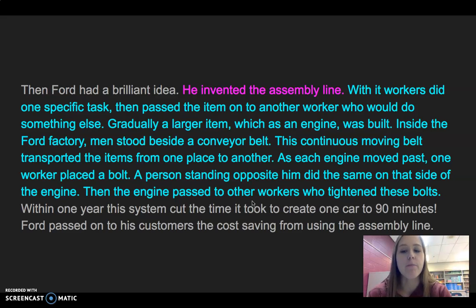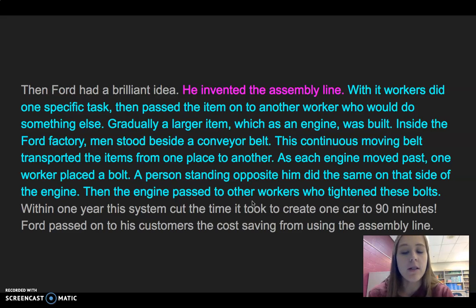Inside the Ford factory, men stood beside a conveyor belt. This continuous moving belt transported the items from one place to another. As each engine moved past, one worker placed a bolt. A person standing opposite him did the same on that side of the engine. Then the engine passed to other workers who tightened the bolts.